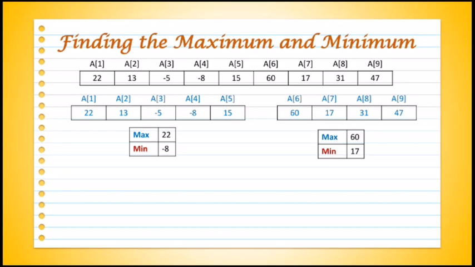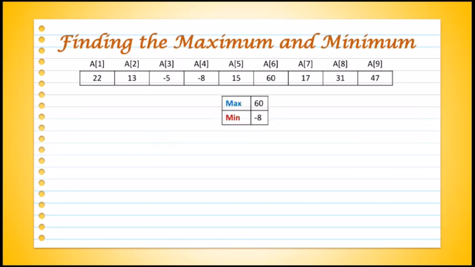Now finally from the first solution and the second solution, we will combine the solutions to get the final solution. Between 22 and 60, 60 is the maximum value, and similarly between -8 and 17, -8 is the minimum value. We will combine these both solutions to get the final solution. Now we have got the main solution, that is maximum value is 60 and minimum value is -8.